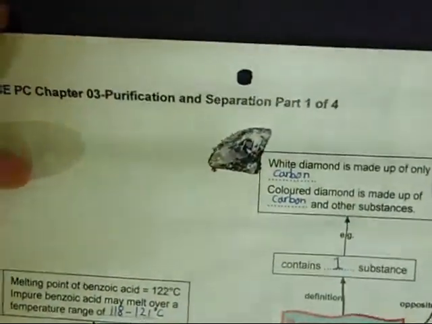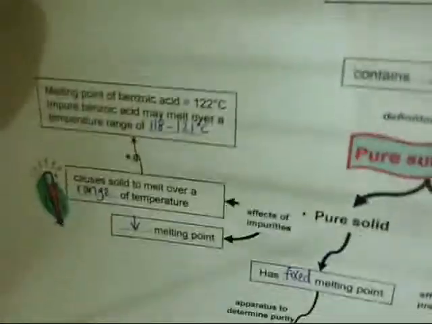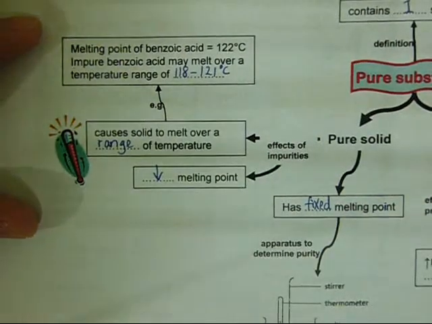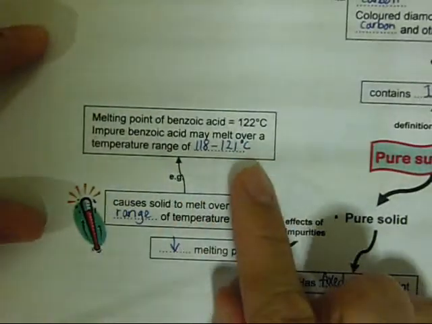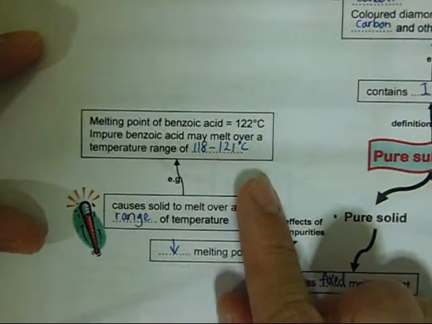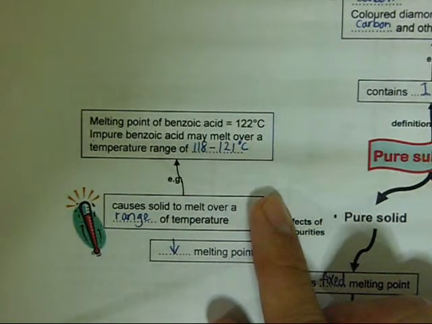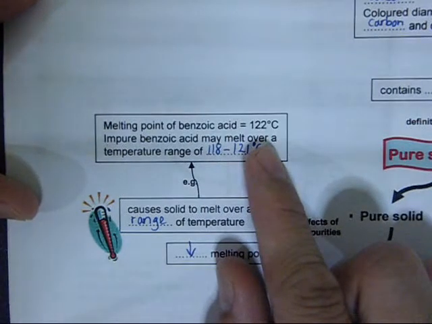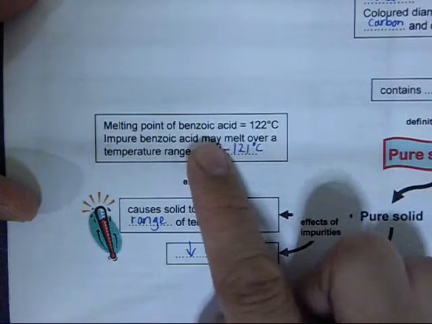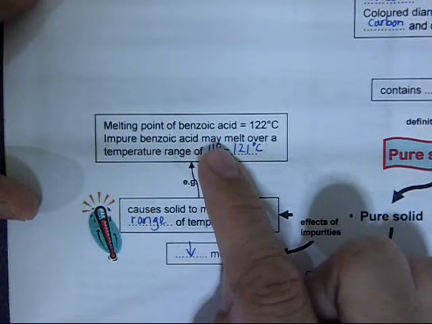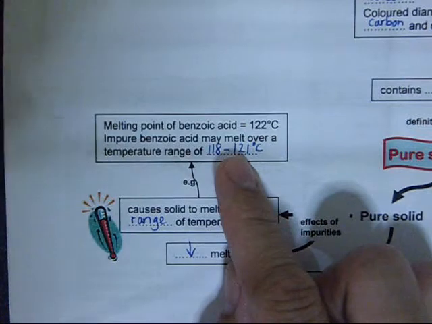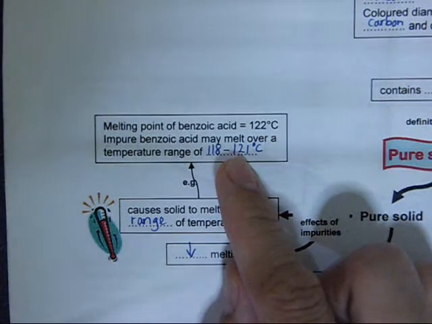Okay, the third chapter is on purification and separation. Basically you need to be aware that the presence of impurities will cause the melting or the boiling point to be in a range. For example, the melting point of benzoic acid is 122 degrees Celsius. If there is impurity present in the benzoic acid, then the melting point will not be 122 degrees Celsius. Instead, it would melt over a range of temperature.